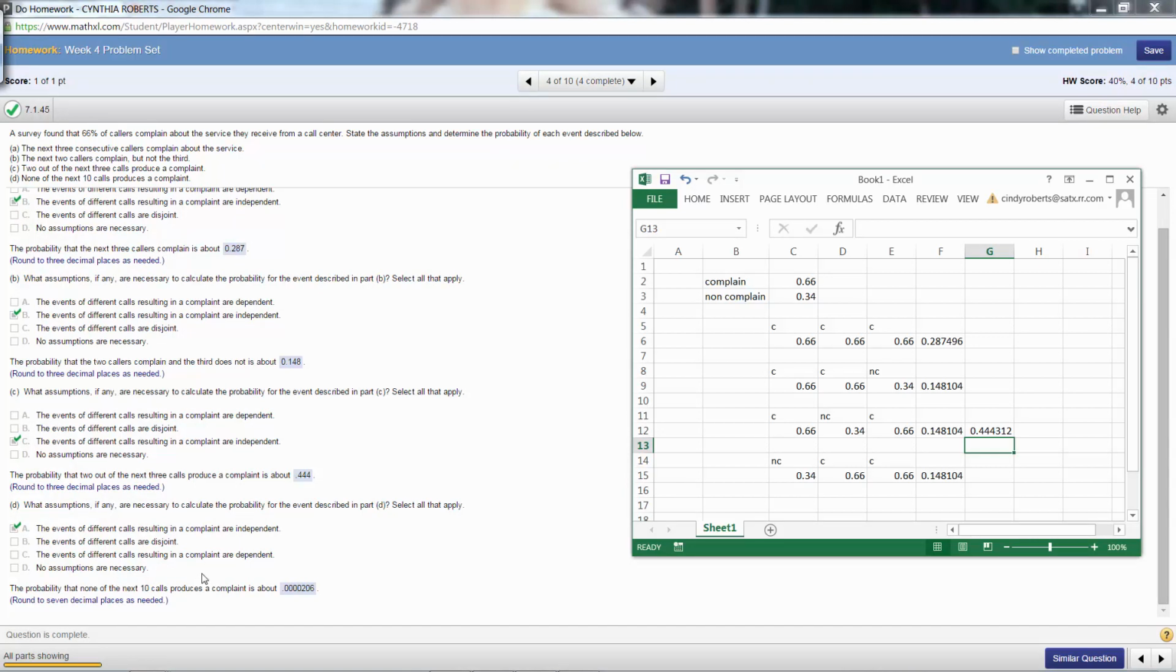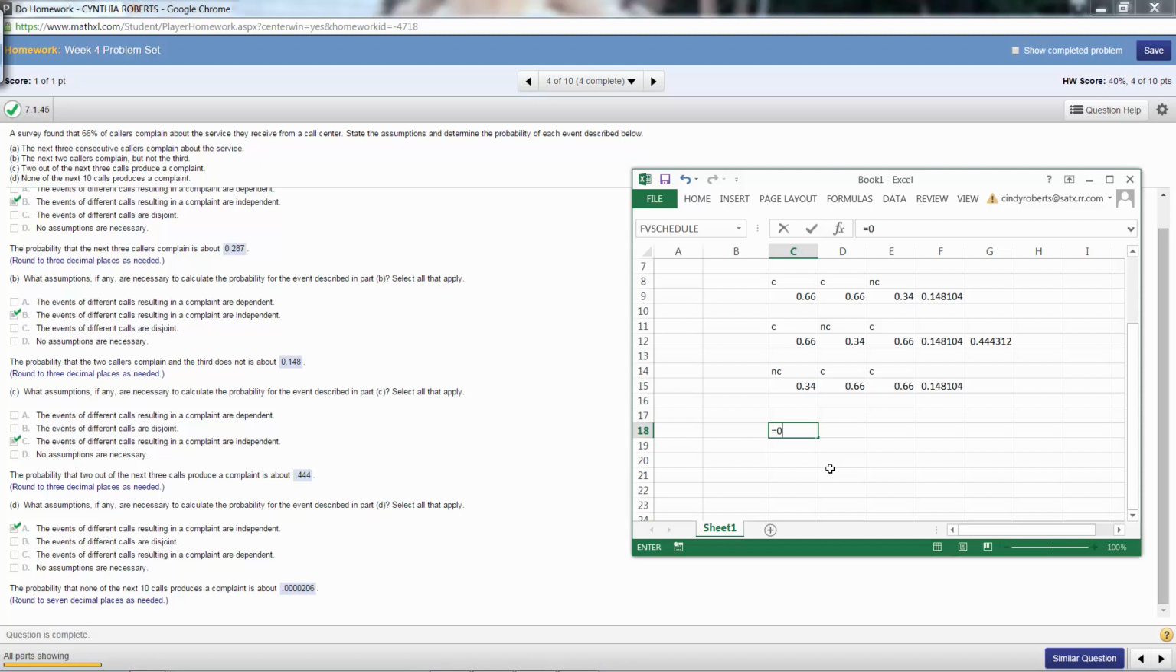Then it says the probability that none of the next 10 calls produce a complaint. Well, you could sit here and do the 0.34 10 times, or that's the same thing as 0.34 to the 10th power. I get that little exponent by the shift 6. So that's didn't complain, didn't complain, and so on. Did you count? I said it 10 times. So none of the next 10 produce a complaint would be 0.34 times 0.34, 10 times.